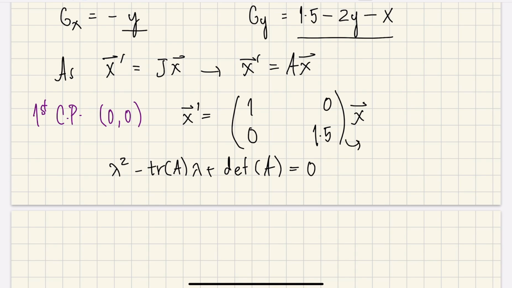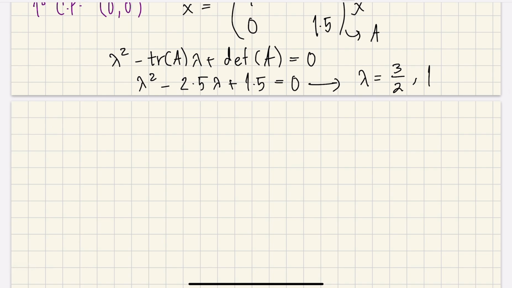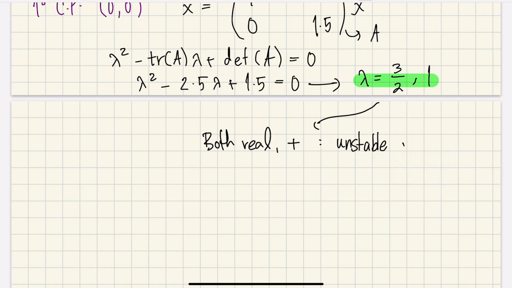In this example right now, we get lambda squared minus 2.5 lambda plus 1.5 is equal to 0. Solve this out and you will get lambda is equal to 3 over 2 and 1. Now these both are real and positive, so they show an unstable nodal source.